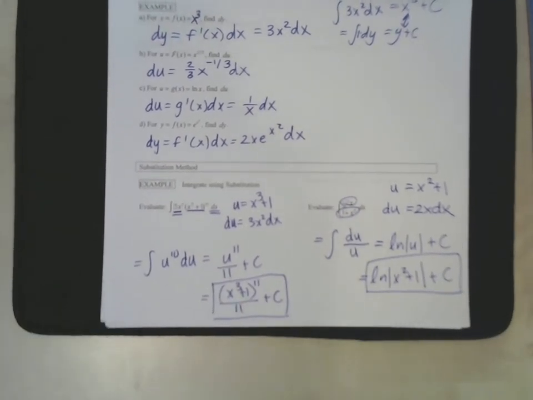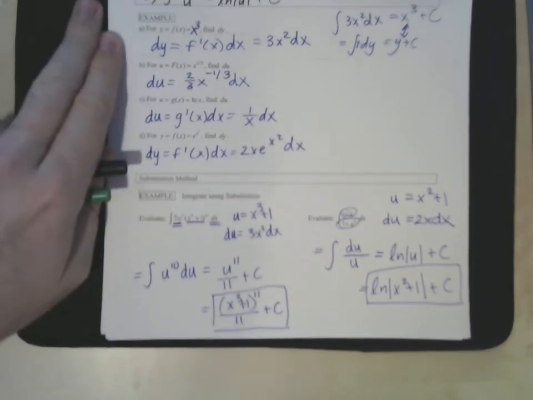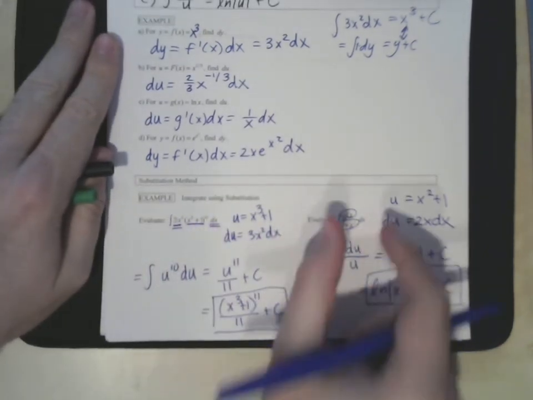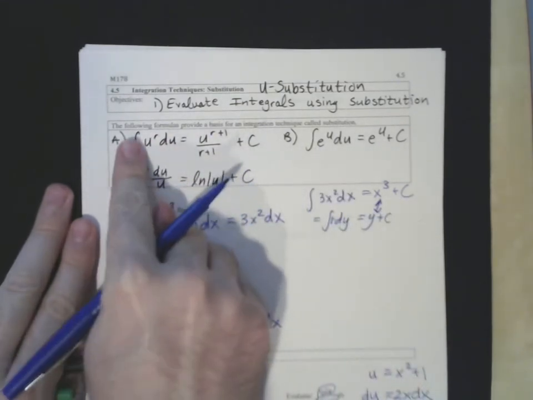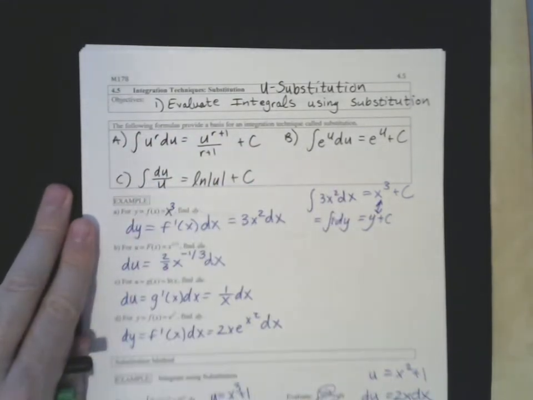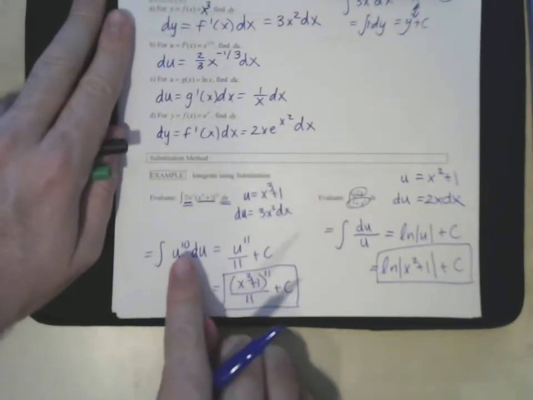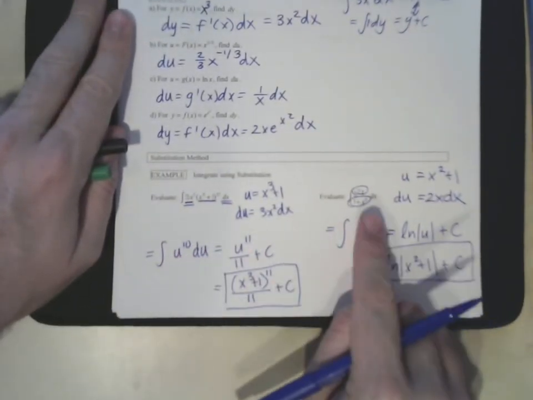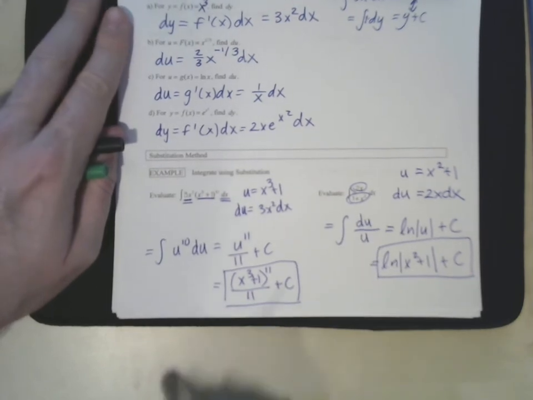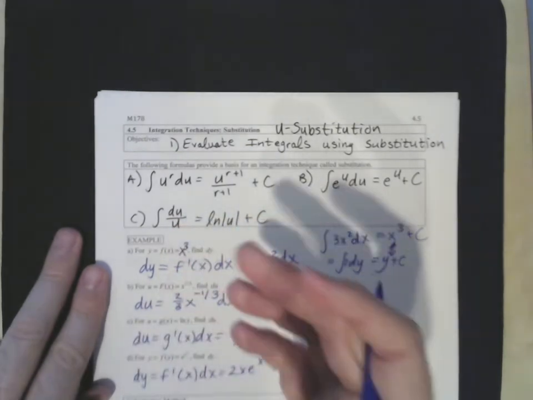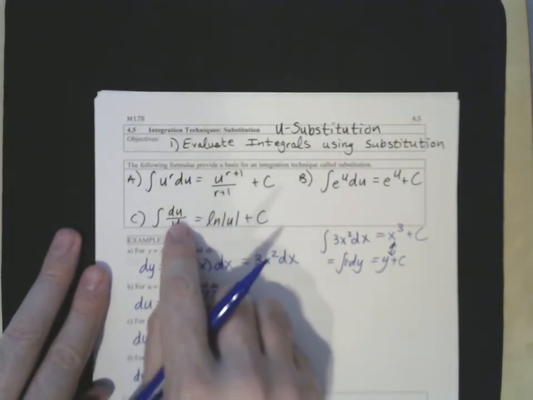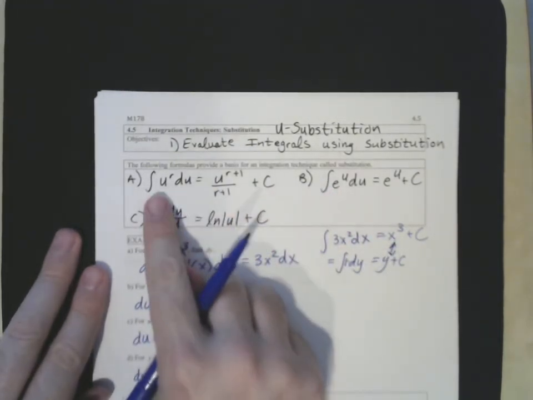So the whole point of u substitution, or of substitution, is to take a complicated integral and make it look like one of these three: u to the r, e to the u, du over u. Notice in both of these examples, u to the r, u to the 10th, du over u. So if you're trying to figure out if you've picked u correctly, your integral will look like exactly one of these three.